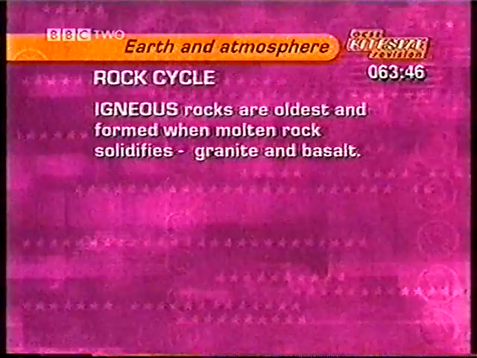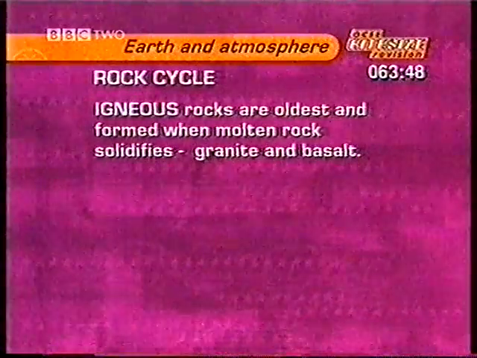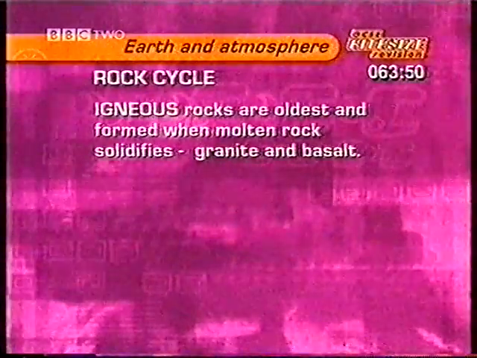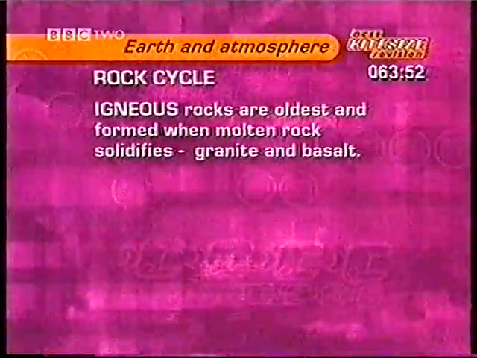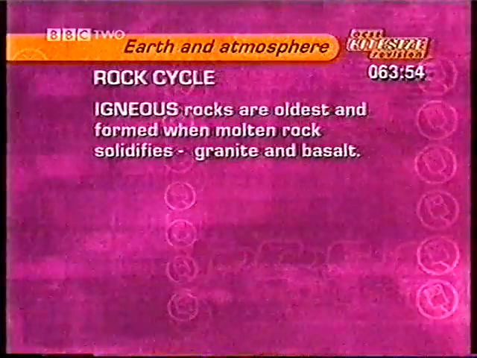Igneous rocks are the oldest rocks on the Earth. They were first formed when the molten Earth began to cool down and solidify. Examples of igneous rocks are granite and basalt.